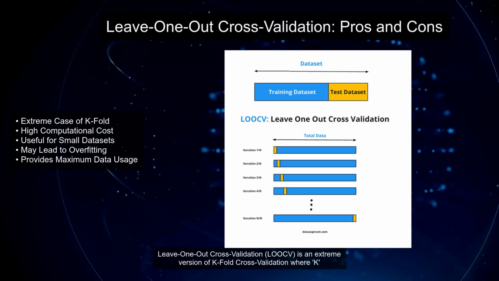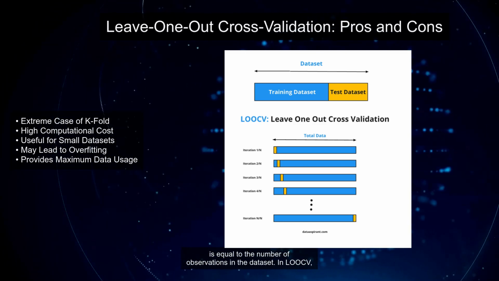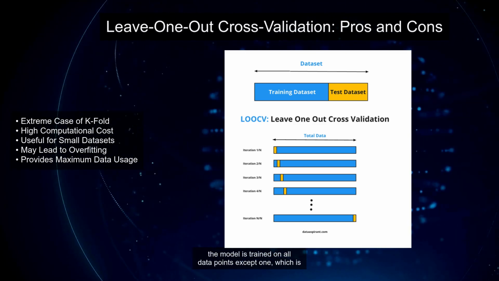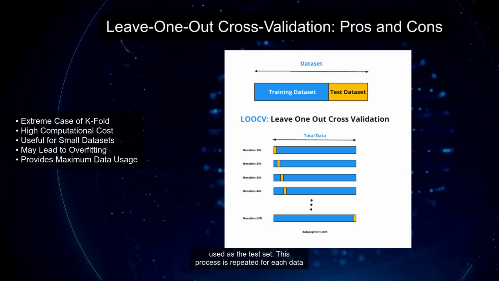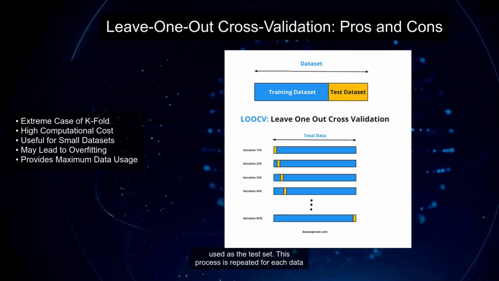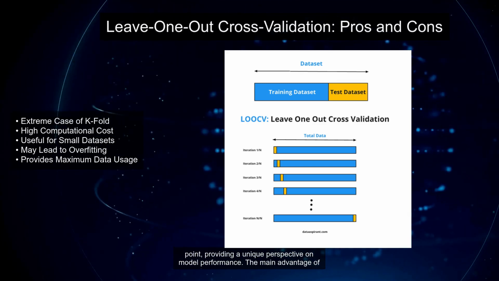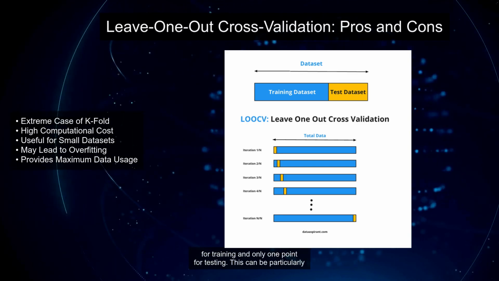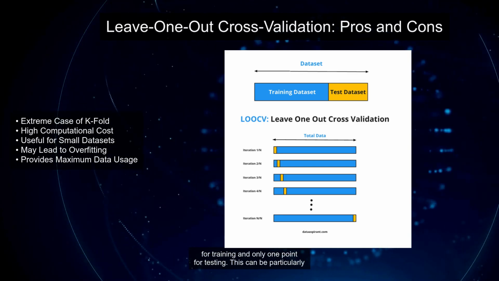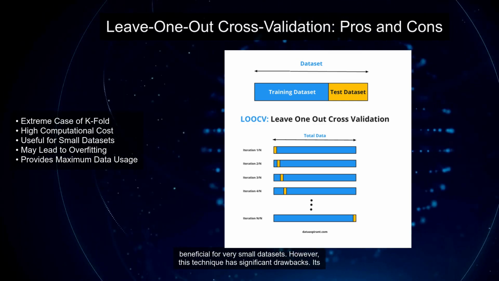Leave-one-out cross-validation, LOOCV, is an extreme version of K-fold cross-validation where K is equal to the number of observations in the dataset. In LOOCV, the model is trained on all data points except one, which is used as the test set. This process is repeated for each data point, providing a unique perspective on model performance. The main advantage of LOOCV is that it maximizes the training dataset, using almost all data for training and only one point for testing. This can be particularly beneficial for very small datasets.